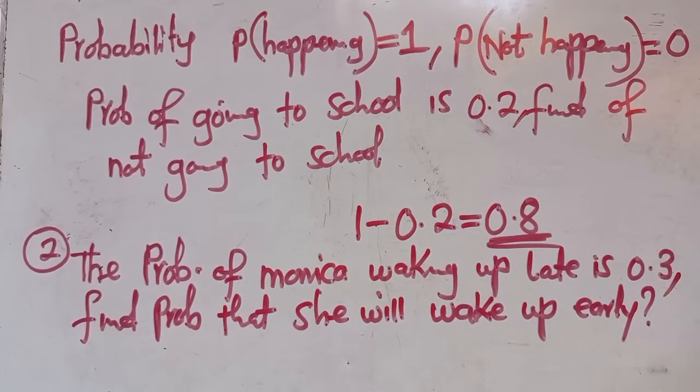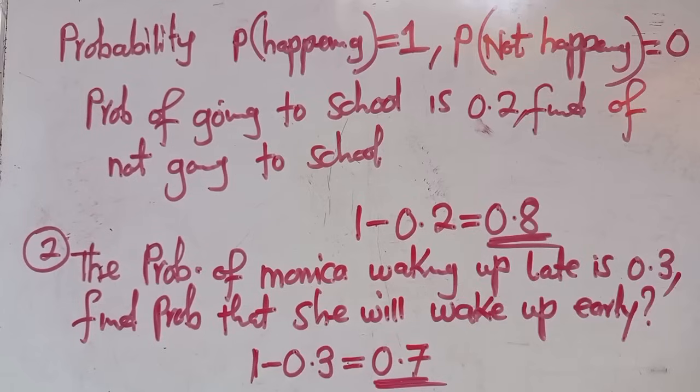I've already told you. For paper 1, this is the only thing you need to understand. So the probability of Monica waking up early, we just say 1 minus what? 0.3. So 1 minus 0.3, what is the answer? 0.7. So this is it. You are done. This is how you are supposed to be answering such questions.